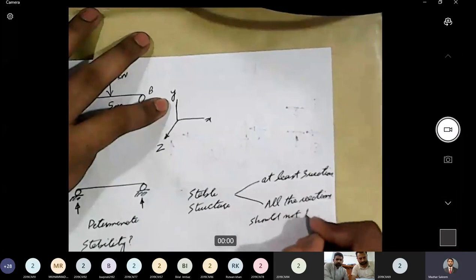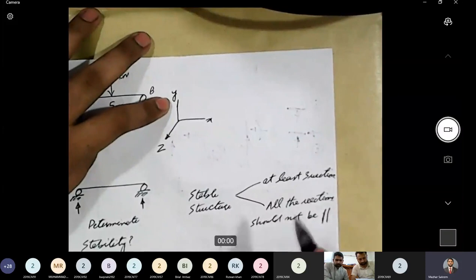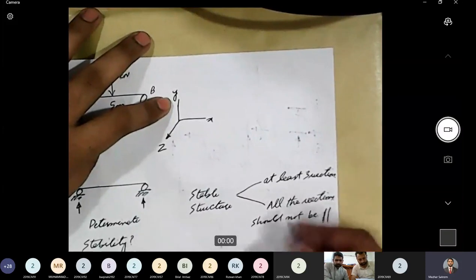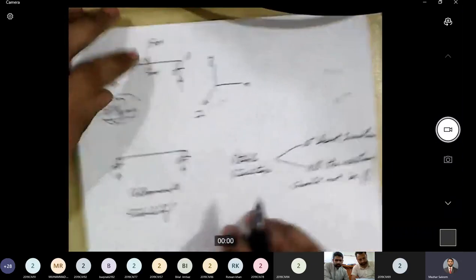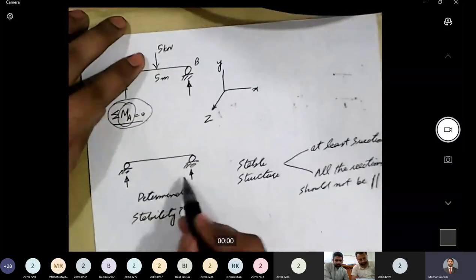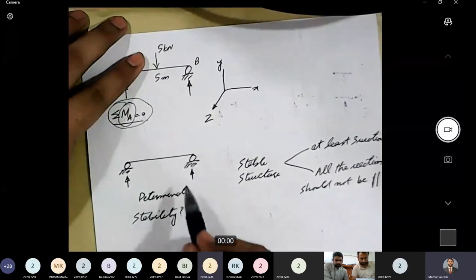This is the symbol for parallelism. So all the reactions should not be parallel to each other. We'll see under what condition this statement is important. Now this beam, what do you think? Is this beam a stable beam or not? No, sir. This beam is not a stable beam.